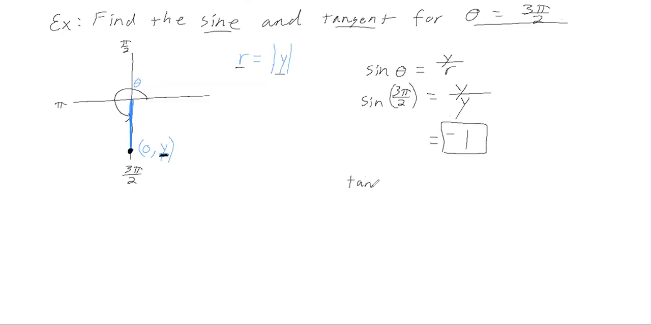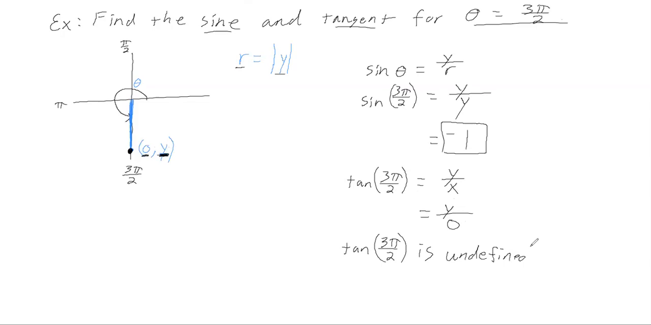How about the tangent of theta, 3 pi over 2 in this example? Well, what's that going to equal to? Y over x. What's y in this case? I don't know, some number y, so I'm going to call it y because I don't know which number it is. Over x. What is x in this case? 0. So in other words, my tangent of 3 pi over 2 is undefined. Remember, you cannot have 0 in the denominator.